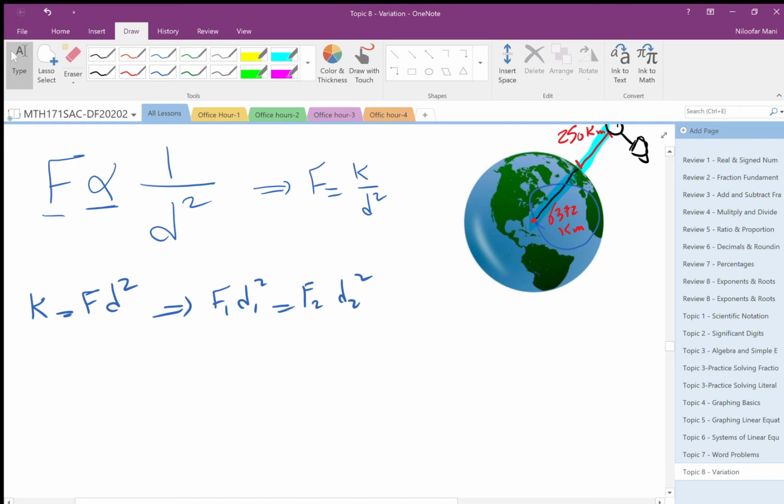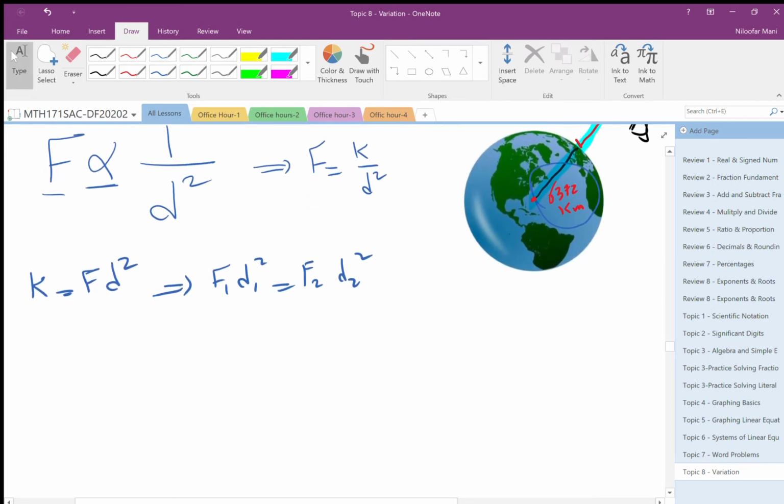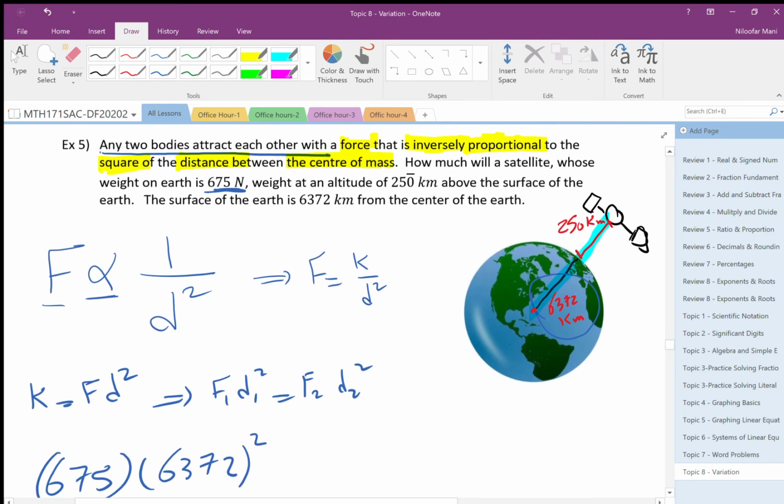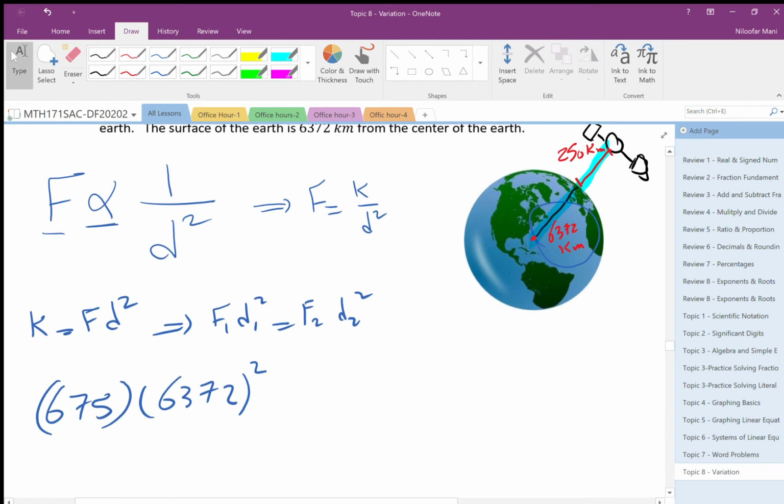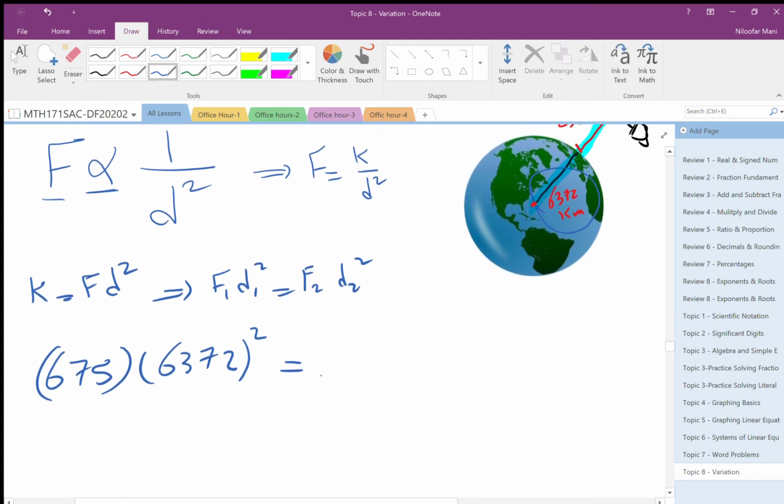So F1 is 675, multiplied by 6372 squared. And remember, all of them are kilometers and Newtons, so that's good. Equals F2, times 6372 plus 250. The zero beside the 5 in 250 is there because of significant digits, so we can count it.